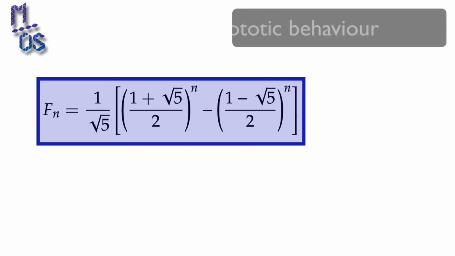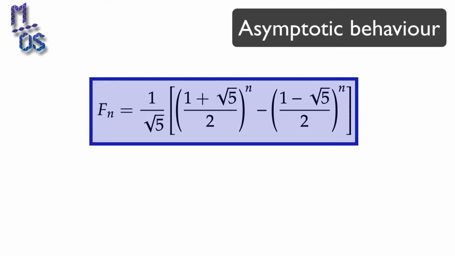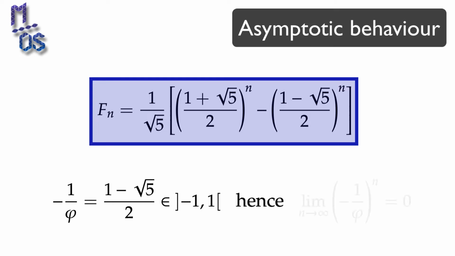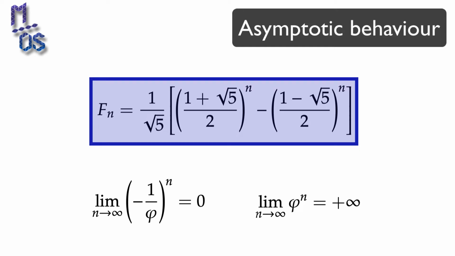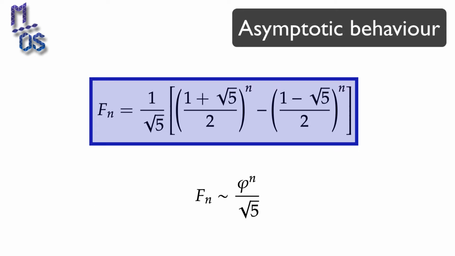Now, the asymptotic behavior of f sub n as n goes to infinity is straightforward. Since (1 minus square root of 5)/2 is strictly comprised between -1 and 1, its powers converge to 0, while the powers of phi diverge towards infinity. Therefore, f sub n is equivalent to phi to the nth power divided by square root of 5.